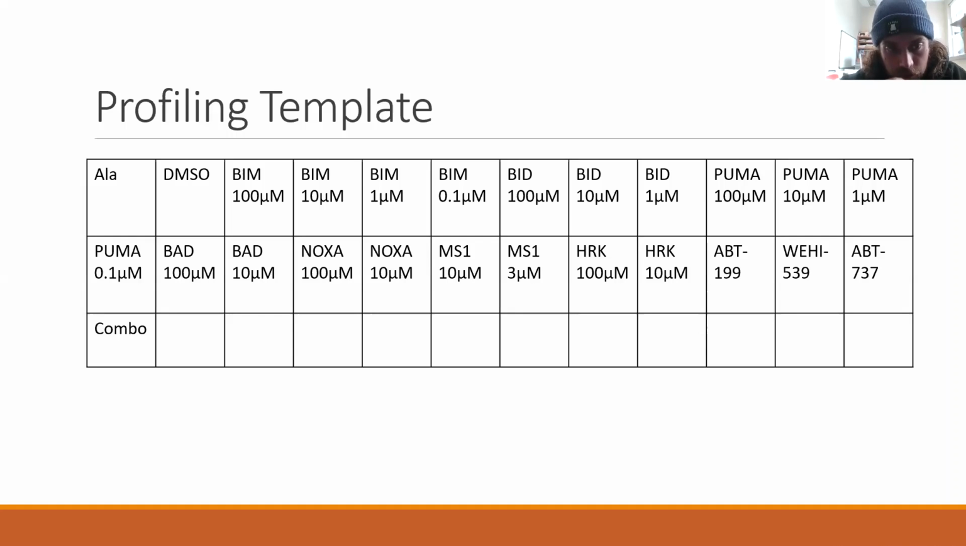And then as well as our other peptides, BAD, BAK, or BAD, NOXA and HRK, and MS1 is MCL1 specific, BCL2, BCLXL. And then on the bottom, I usually have this third row that we would use for any sort of combo therapies. One common one we do is MS1 with ABT-199 to explore the contribution of both MCL1 and BCL2 to our apoptotic thresholds.